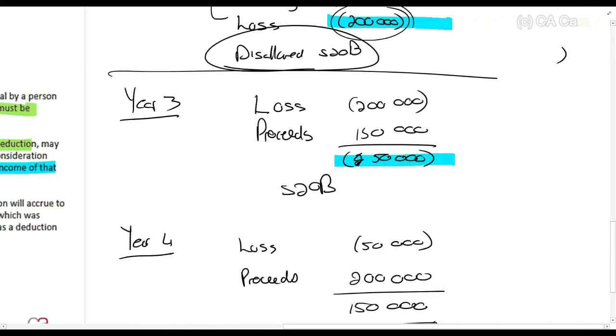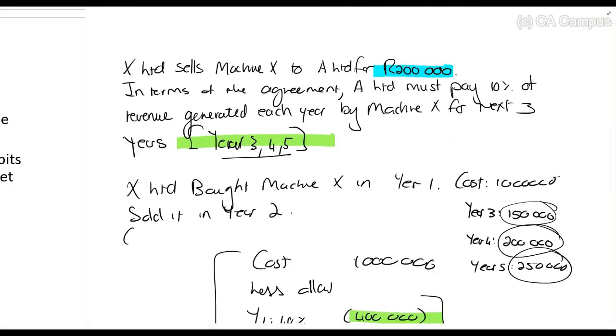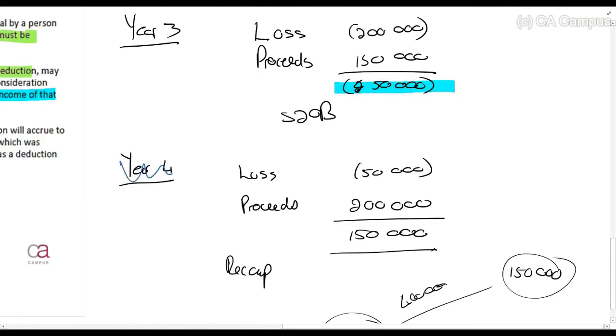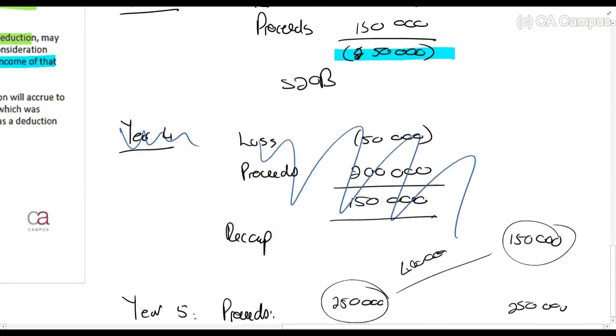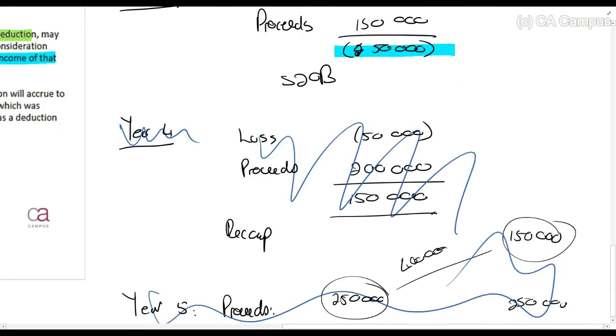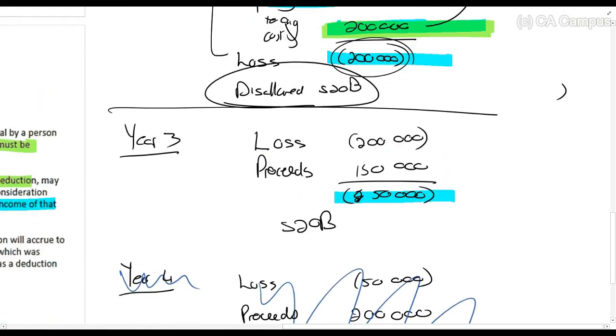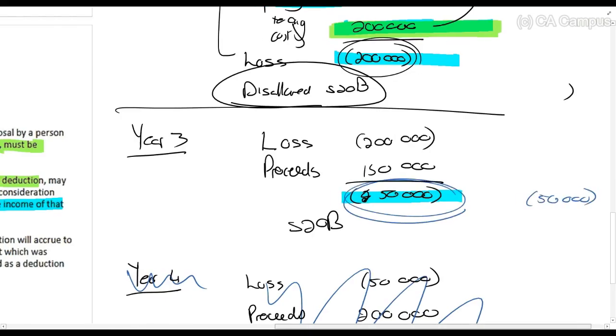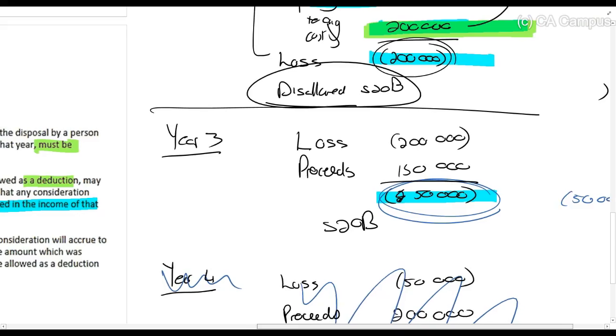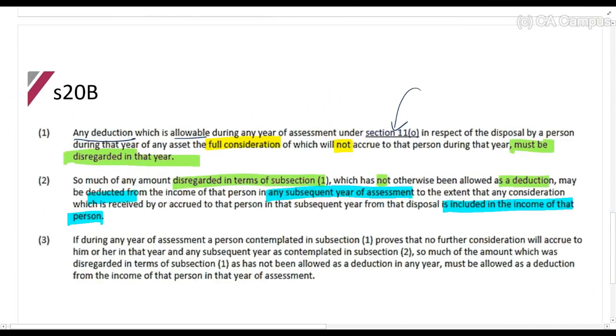Now, let's say something went wrong with this machine, and in year 4 and year 5 the machine didn't make any money. So year 4 didn't get any money, and year 5 didn't get any money. If the person lets us know in year 3, listen, this machine is now broken, we can't use it, then at that point you can claim whatever the loss is. So they say, the moment you know you're not going to receive any money, claim the loss. And that's what you'll see here.